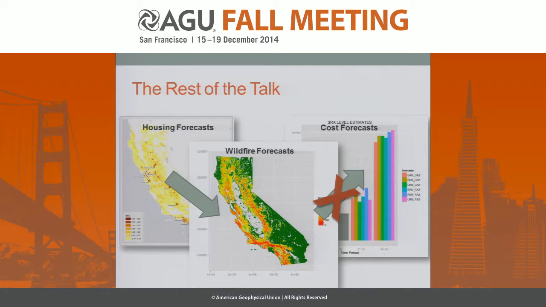So I'm going to present the first two components of a three-part model. I have a few minutes to work with here, so I'm going to walk you through some of the basics and hopefully bring to light some of the primary findings, and ignore a lot in the process, unfortunately. The three parts here are a housing forecast model, a wildfire forecast model, and then the part that is missing here is the cost forecasts.